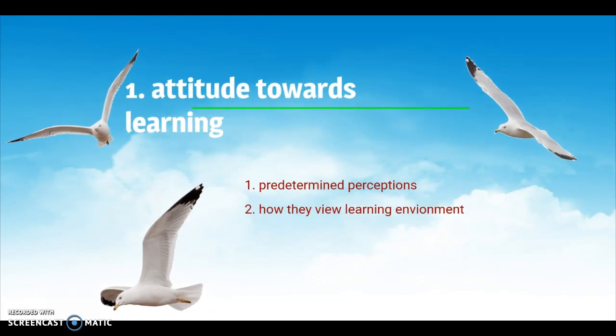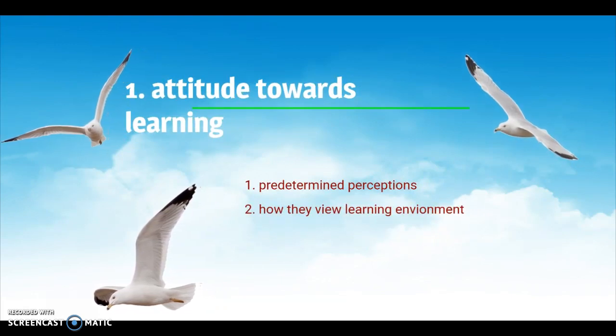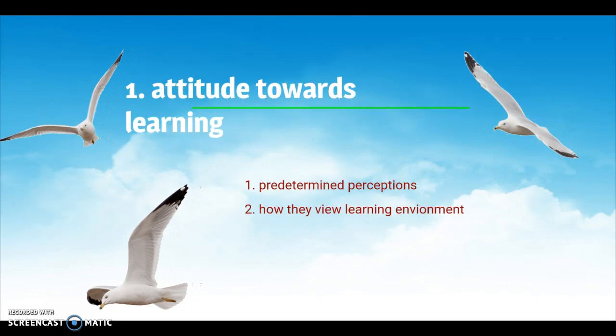It is predetermined perceptions, where learners have their own established perceptions in advance. In addition to that, it is also how they view the environment. For example, a messy or disorganized environment may have a negative effect on the mood of the learner, or vice versa.